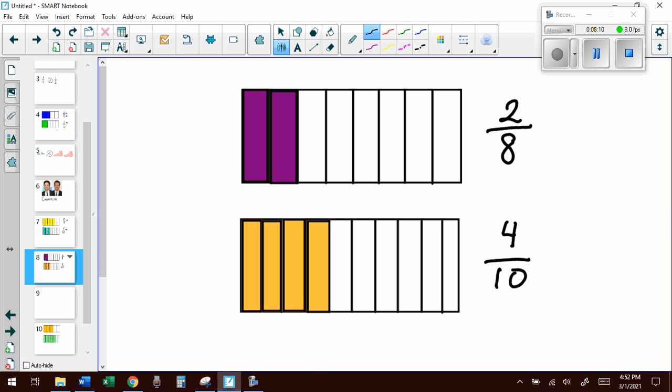However, based on what I know about facts, I can see that 2 is a factor of 4, which means I can multiply this 2 by something and get 4. 2 times what equals 4? 2 times 2.